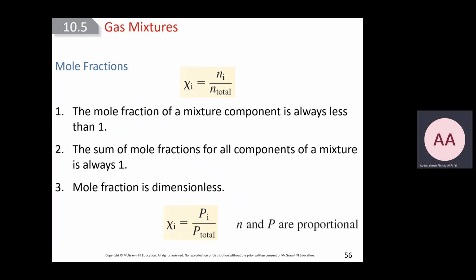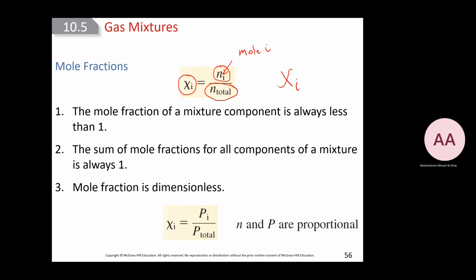Good. Now, I will talk about mole fraction. Mole fraction, very important, which we represent by Xi, is the number of moles of one gas i compared to the total number of moles of all the gases in the container. So Xi is equal to Ni, which is the number of moles of gas i, compared to Nt, which is the total moles of all gases.